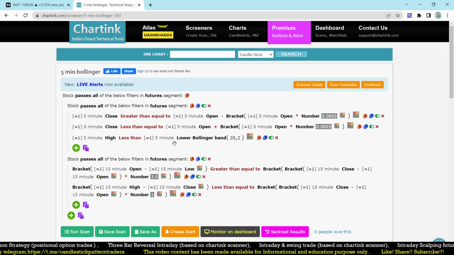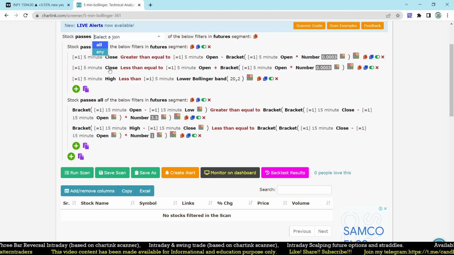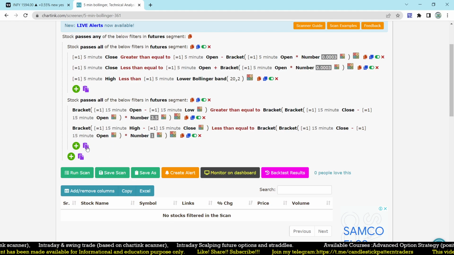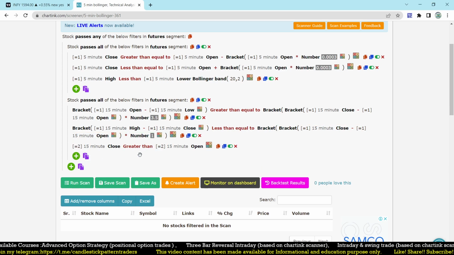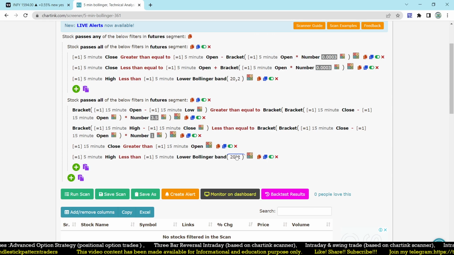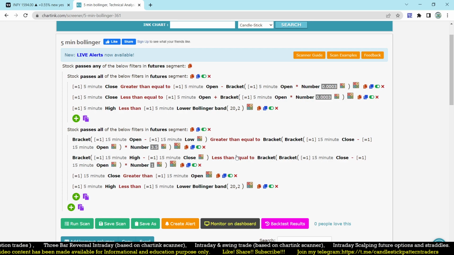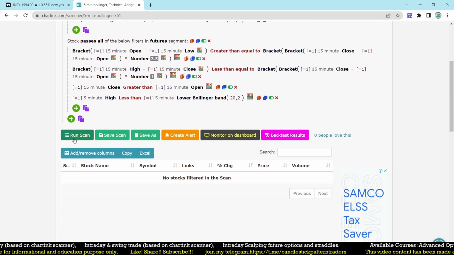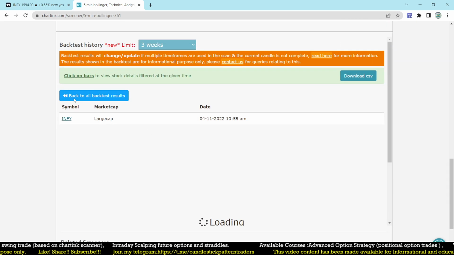This one will be the doji. Let me find out any, and other conditions we are going to follow. Must trade here, and again another condition. So this will find a stock which forms a hammer. Let me run the scan. Any stocks which you have found?